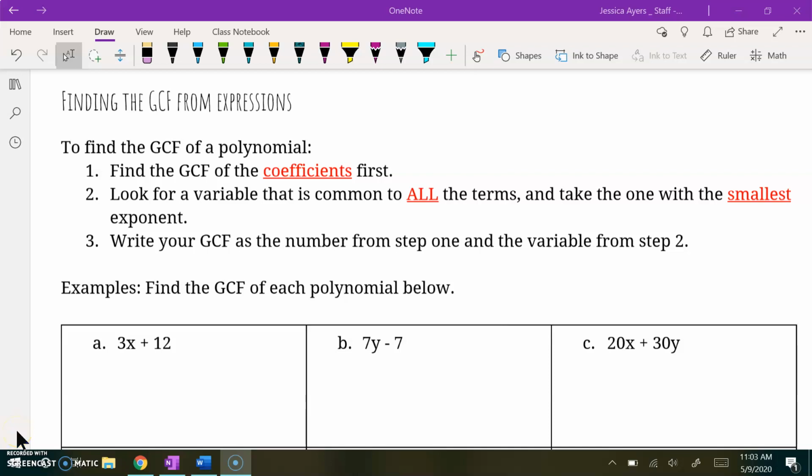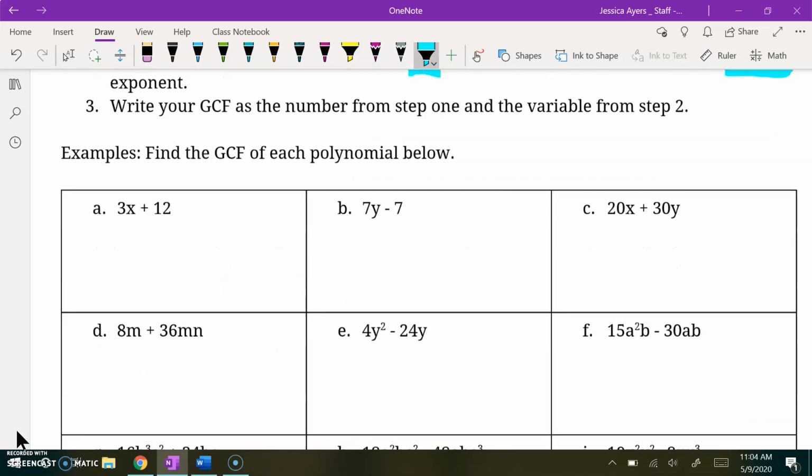In the last video, you looked at how to find the GCF of variables and of numbers. So now let's put it together. If you want to find the GCF of a polynomial, the first thing you need to do is find the GCF of all the coefficients first. So treat each piece separately. Then look at the variable that is common to all of the terms and take the one with the smallest exponent. You will write your GCF as the number from step 1 and the variable from step 2 as a product. So, for example, find the GCF of each of these polynomials below.